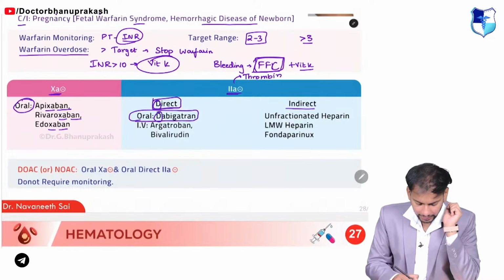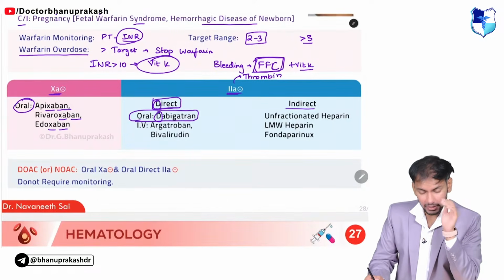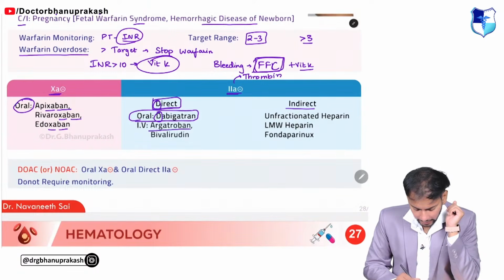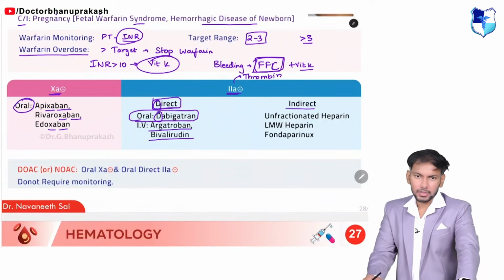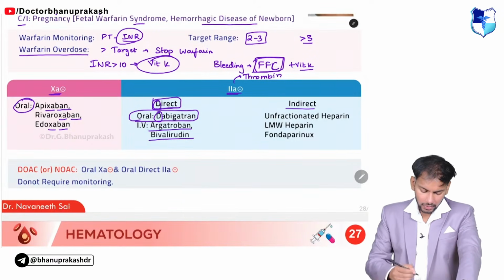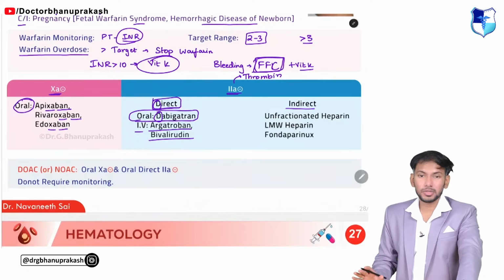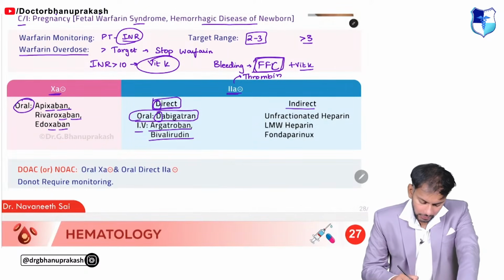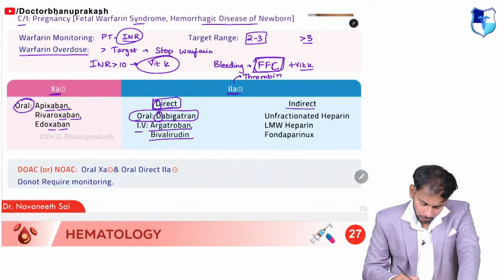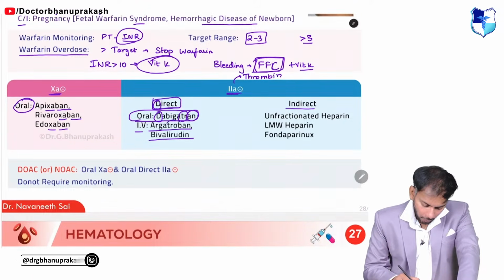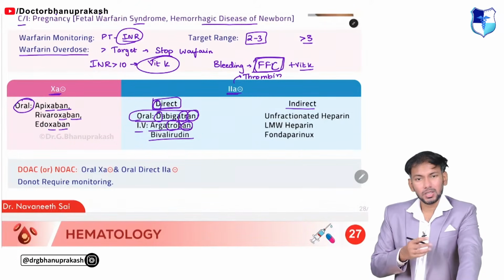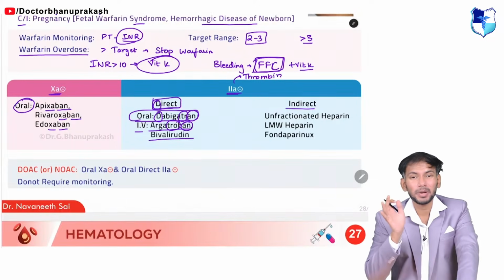D for D, it is direct, it is dabigatran. Yes, in the IV ones, you have argatroban and bivalirudin. These are the IV drugs. Now, if you see carefully, everything is given in the name. Thrombin means TR, thrombin antagonist. See, troban, thrombin antagonist. That's all. We are finished with the direct thrombin antagonists.